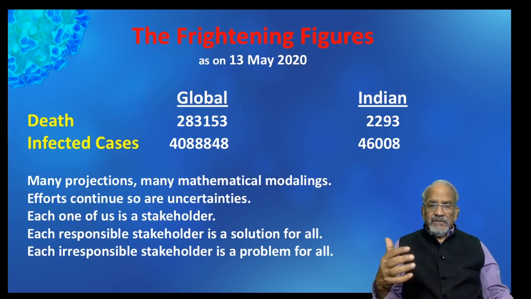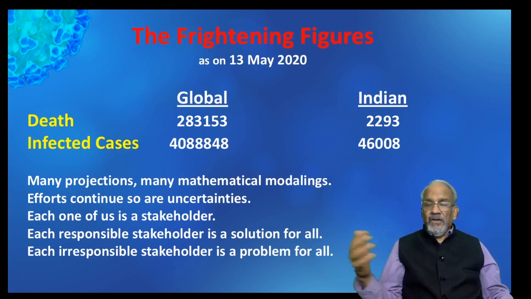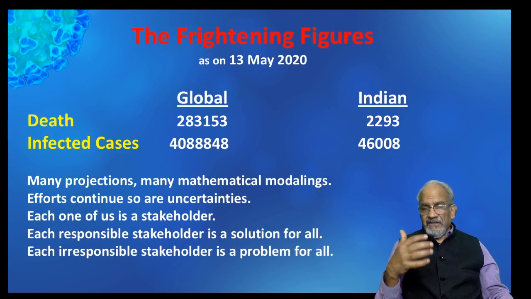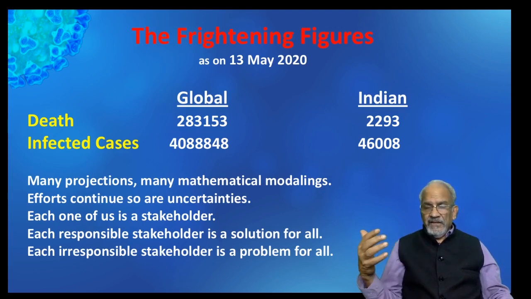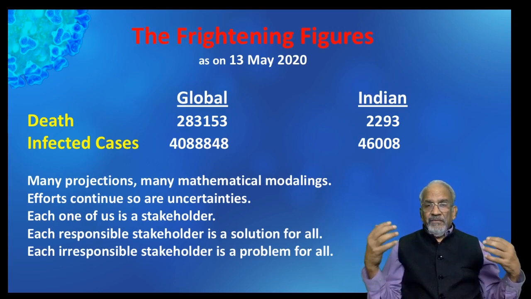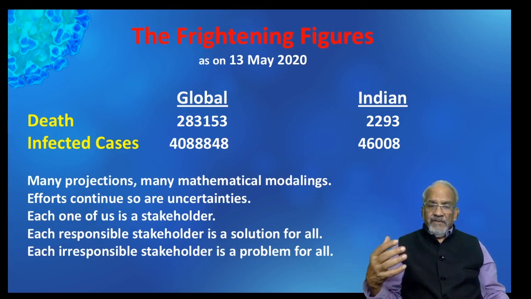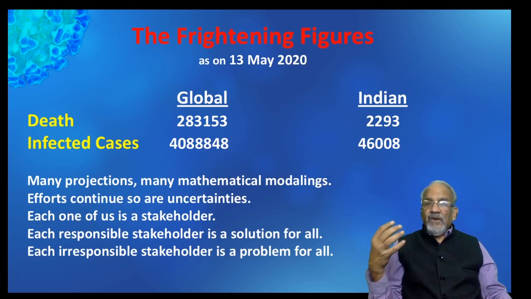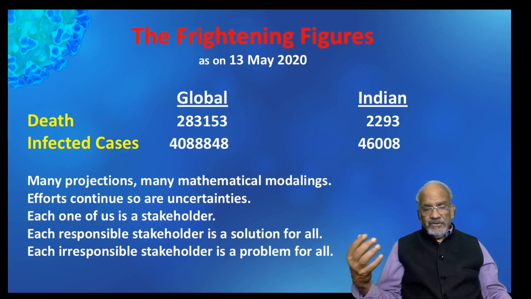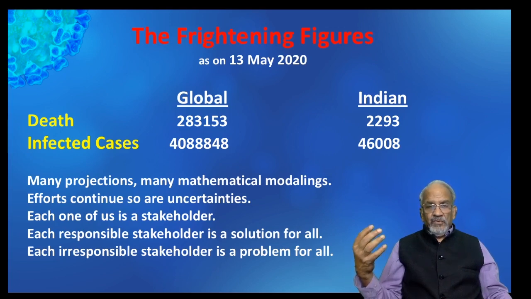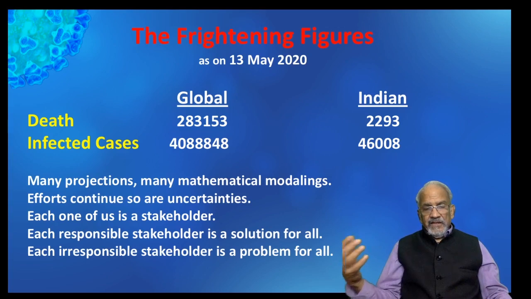Importantly, each one of us is a stakeholder in this. Each one of us. And each responsible stakeholder is a solution for all. If I am behaving responsibly, using cough and sneezing etiquettes, maintaining social distancing, I am a solution to my neighbor. I am a solution to my community. But if a single person is irresponsible, then it is a problem for all surrounding it. And that's why such a problem cannot be solved by scientists alone, cannot be solved by the government alone, cannot be solved by regulations alone. It has to be a joint effort of society, the rules, the regulations, and the science.